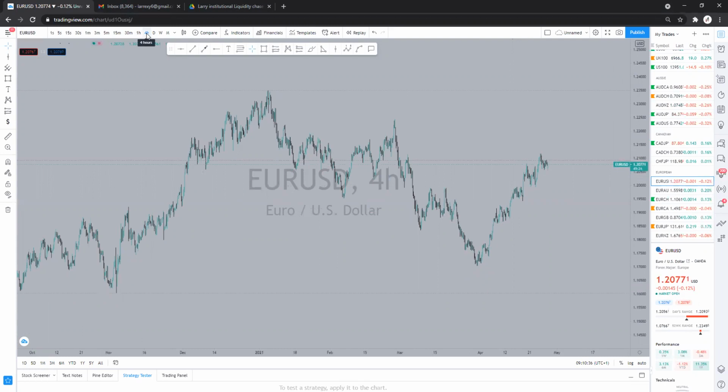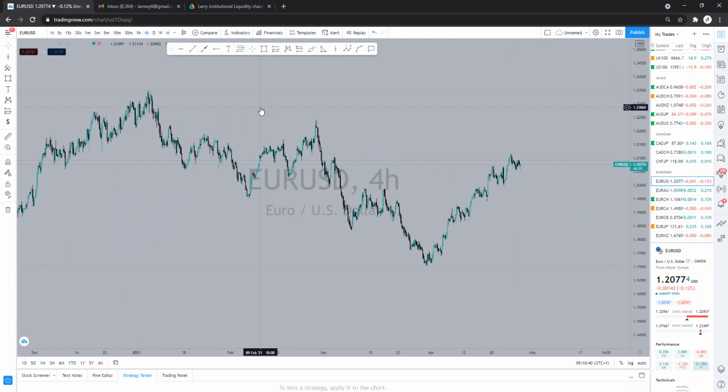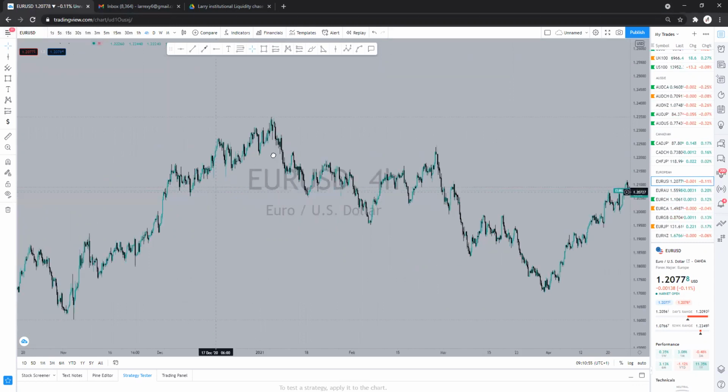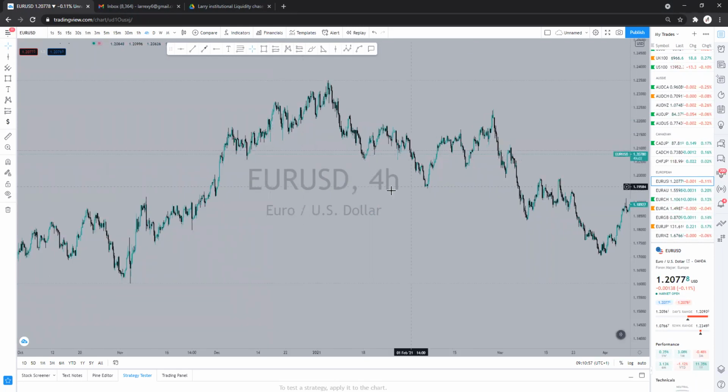I can go to D1, W1, M1, but I'm choosing H4 because I feel H4 is kind of intermediate between the daily and hourly time frames. If I could add 8 hours, I would have added it, because the 8 hour is a bit more distinct and shows us more about the market. Let us just go straight to what we are trying to do here.